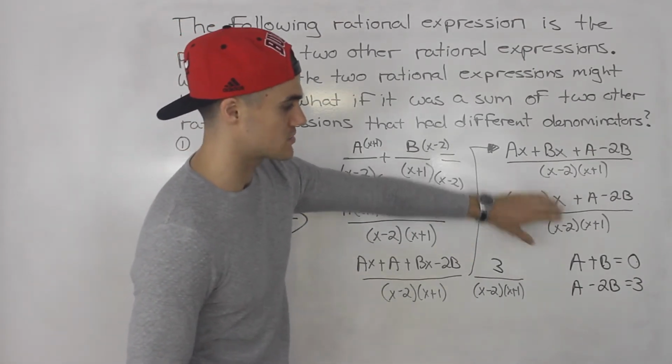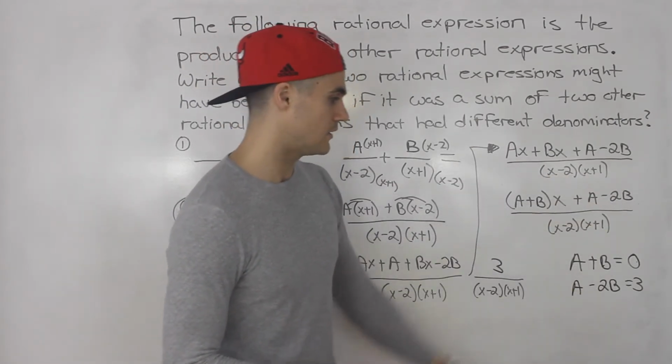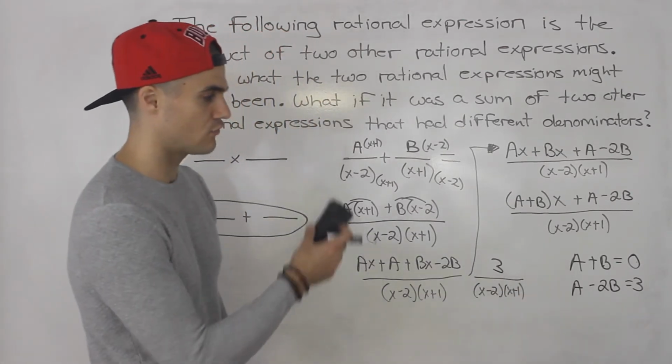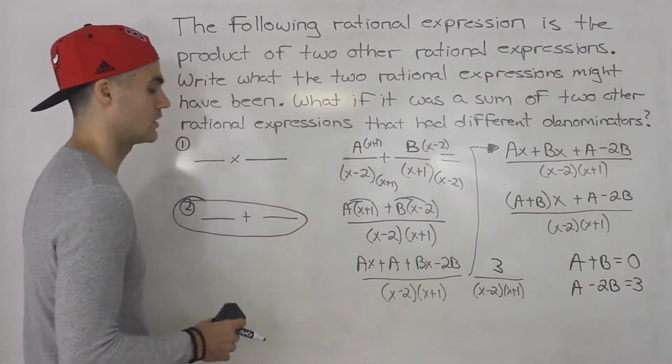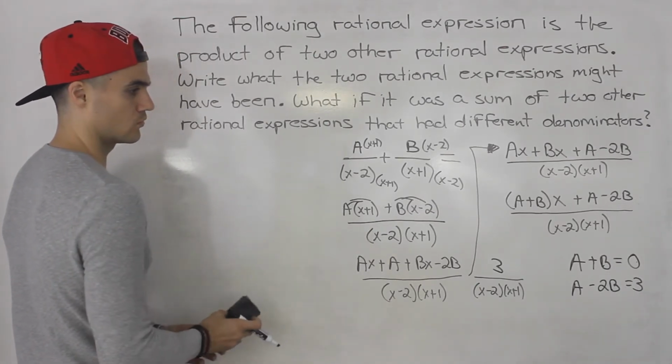Got to get rid of the x, so a plus b is 0, and then a minus 2b has to equal 3. And notice here, we just have 2 unknowns and 2 equations, so we could solve for a and b with substitution or elimination.